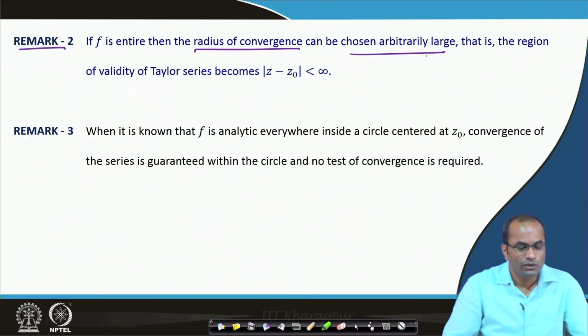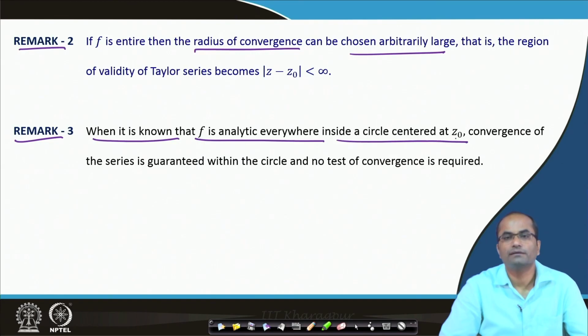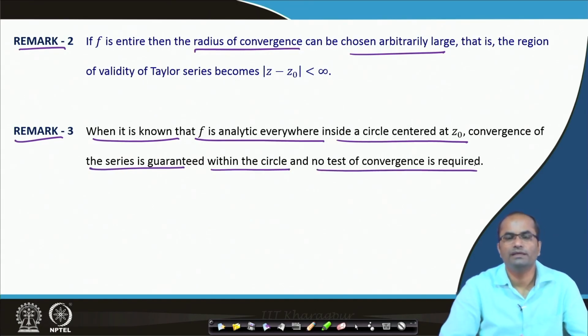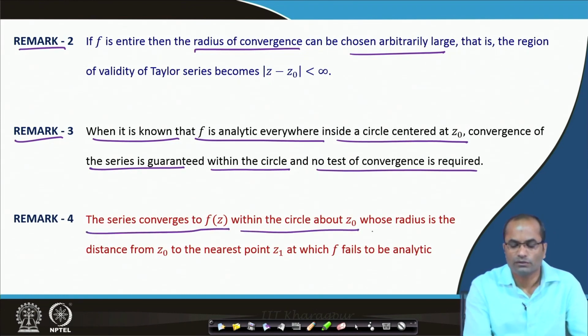for all z. Okay, so another remark: when it is known that f is analytic everywhere inside a circle centered at z0, the convergence of the series is guaranteed within the circle and no test of convergence is required. So indeed we do not have to test the convergence for this series, that is already a proven fact. If we are in the region where f(z) is analytic, then we do not have to prove the convergence of the series; it will definitely converge as long as the function is analytic inside this disk of radius r. The series converges to f(z) within the circle about z0, whose radius is the distance from z0 to the nearest z1 at which f fails to be analytic.